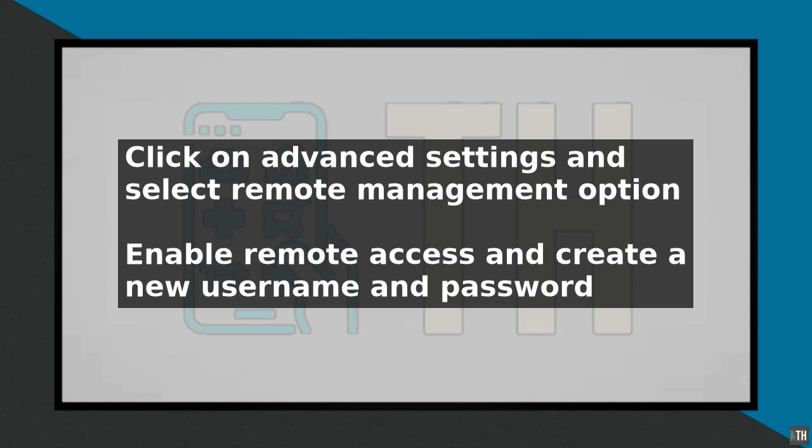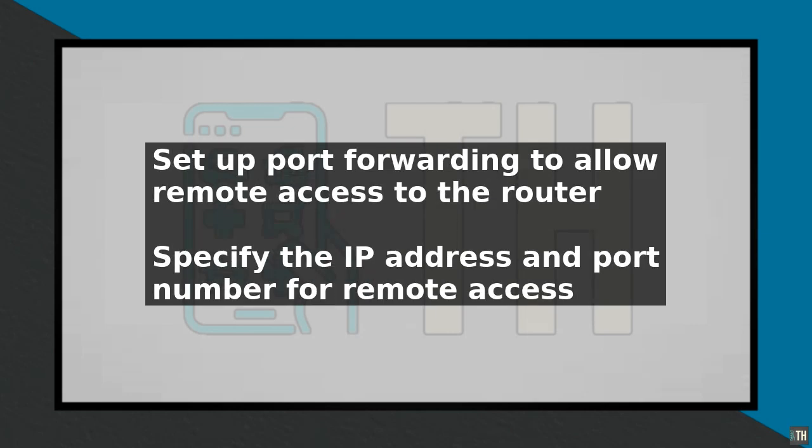After setting up port forwarding, you can test remote access by trying to access your router from a remote location. You can use a tool like a web browser or a remote desktop client to connect to your router and verify that remote access is working correctly.